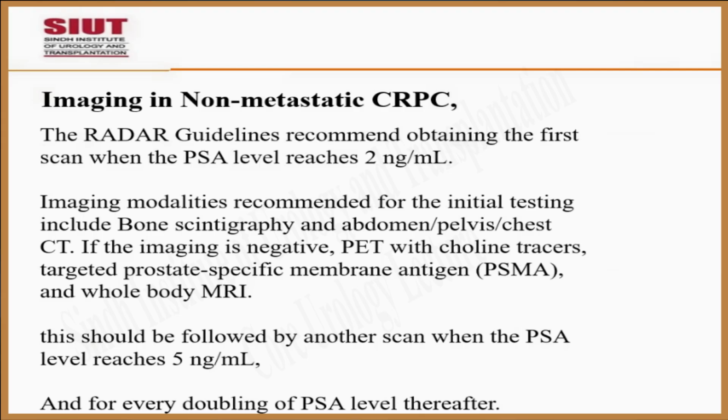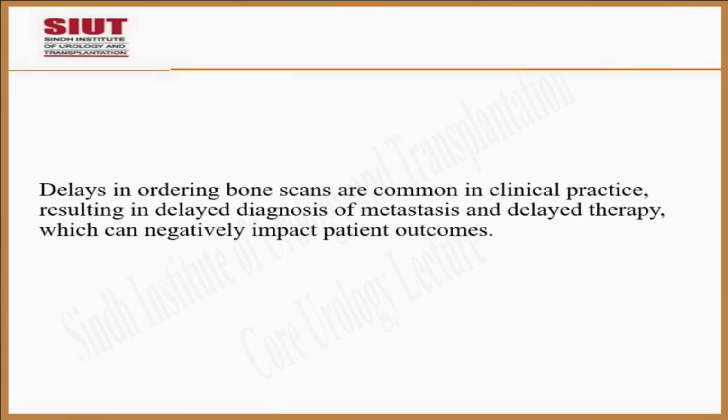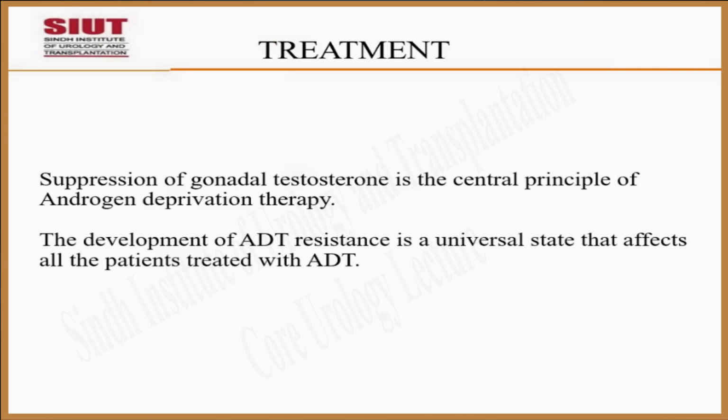Imaging modalities recommended for the initial testing include bone scintigraphy and abdomen, pelvis, and chest CT. If the imaging is negative, then PET with choline tracer, targeted prostate-specific membrane antigen, and whole body MRI. This should be followed by another scan when the PSA level reaches 5 nanograms per milliliter, and for every doubling of PSA level thereafter. Delays in ordering bone scan are common in clinical practice, resulting in delayed diagnosis of metastasis and delayed therapy, which can negatively impact patients' outcome.